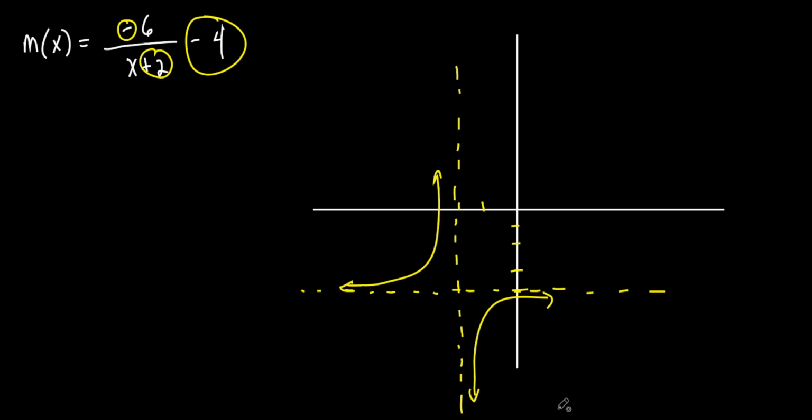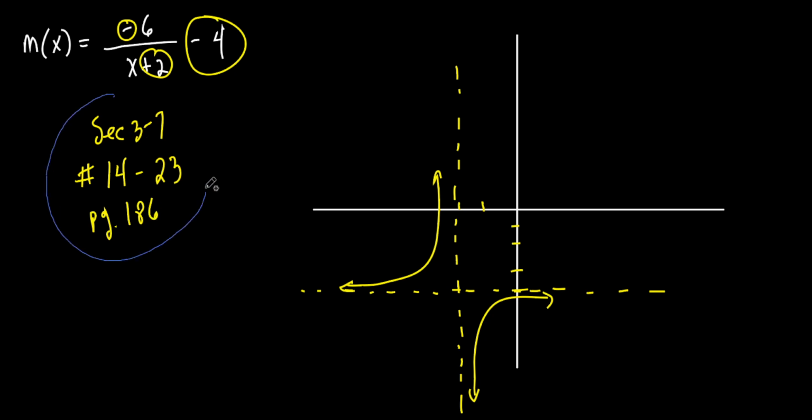So 14 to 23 is what you're doing. So this is section 3.7, and you're doing 14 to 23. That's all I'm giving you. I put A on there. I'm not really sure why I put A because this is the only one we're doing. All right, so we're only doing these. Section 3.7. It's page 186. I must have been planning on doing a part B, but I'm not. All right, 14 to 23. Everybody good?